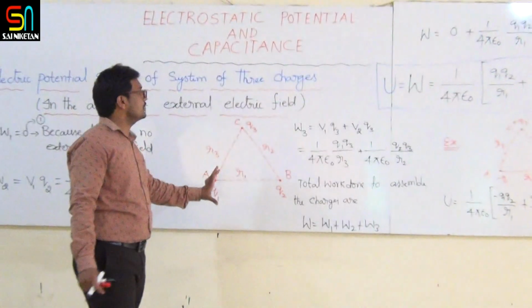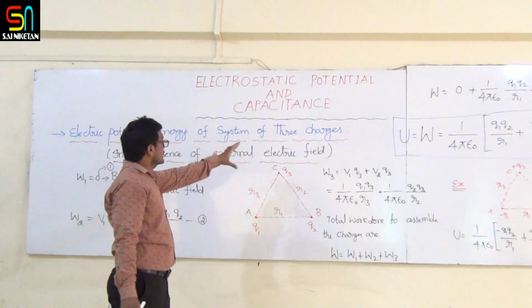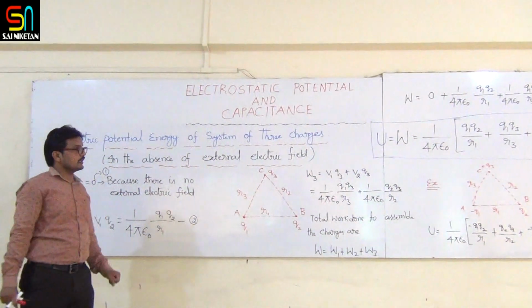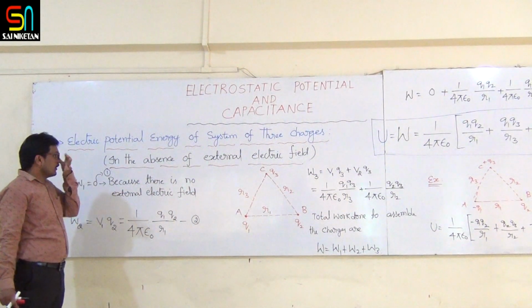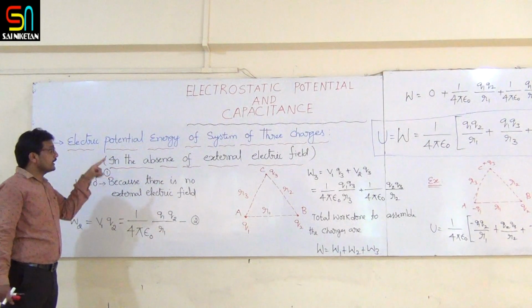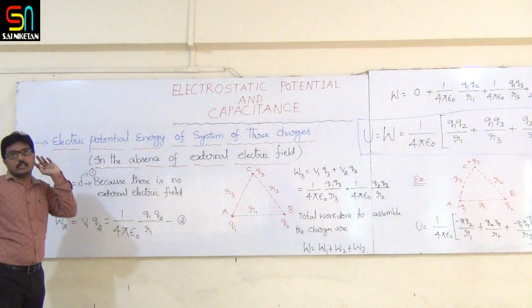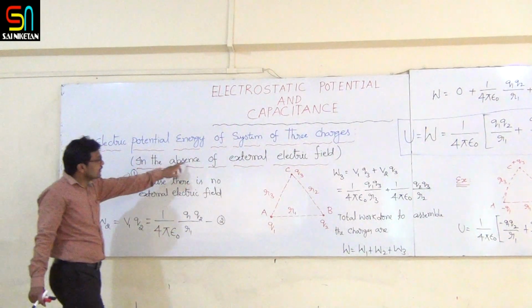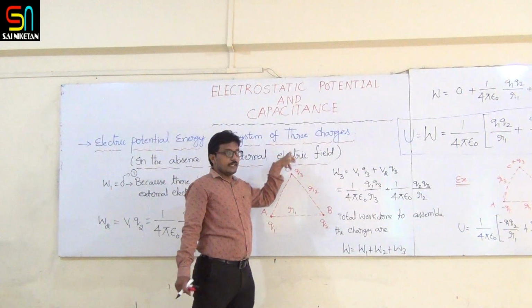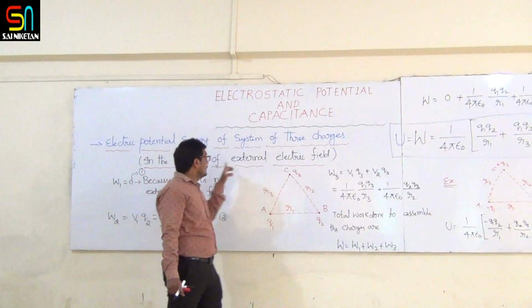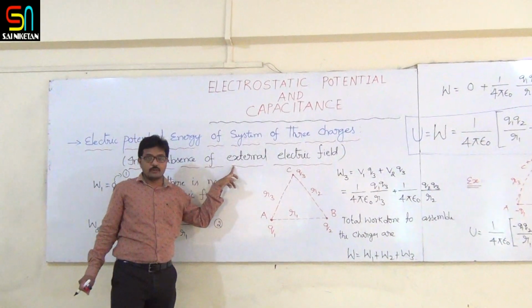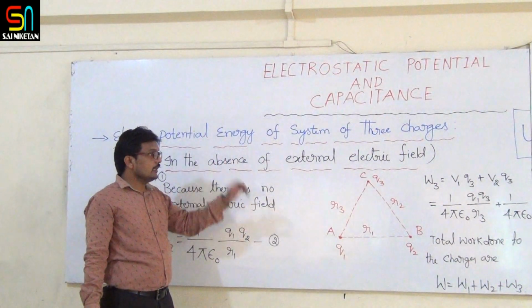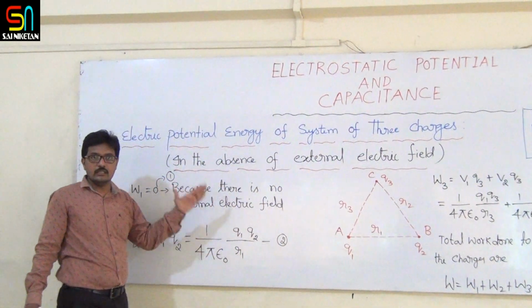Okay, so that is the potential energy of a system of 3 charges. And the next topic is the potential energy of a system of charges in the presence of an external electric field. What we have discussed here is in the absence of an external electric field. Next, what will be the potential energy in the presence of an external electric field? That we will see in the next class.